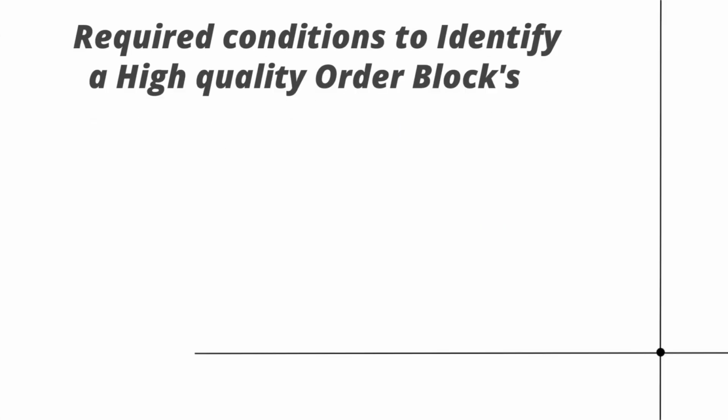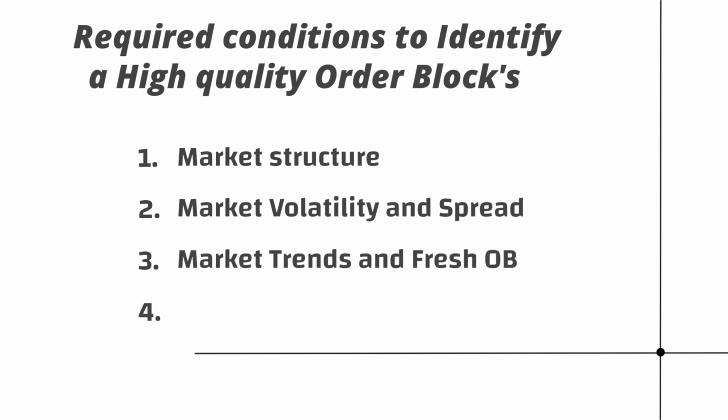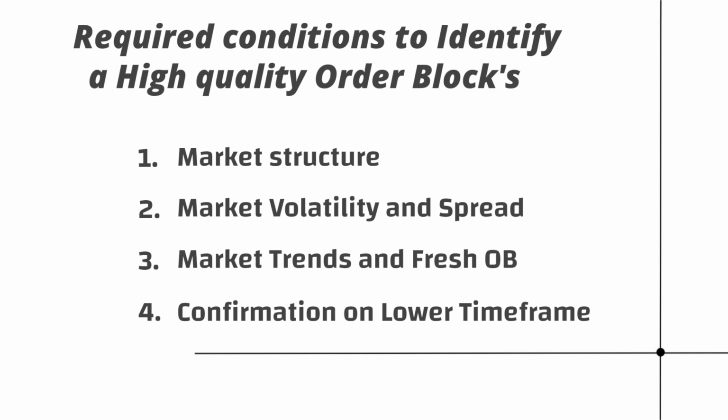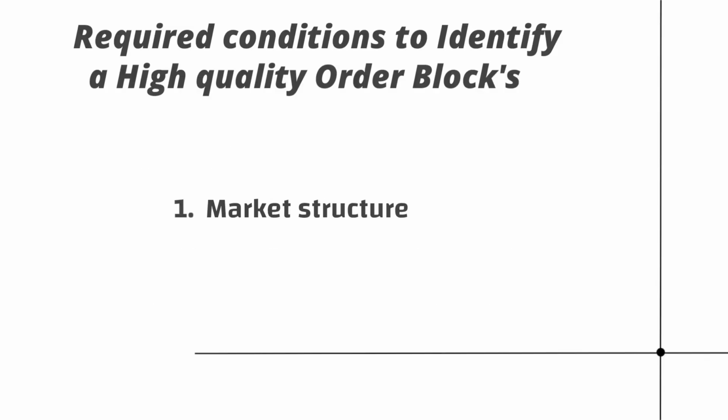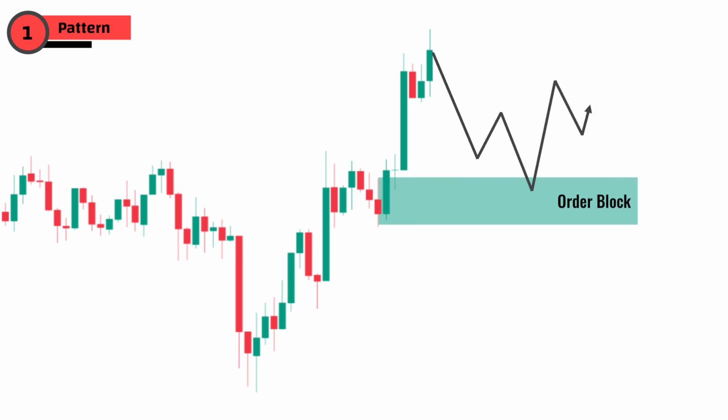The key elements to evaluate when trading order blocks can be grouped into 4 main areas: market structure, market volatility and spread, overall market trend, and the presence of fresh order blocks with lower timeframe confirmations. Starting with market structure, certain recurring patterns appear in price action on a daily basis. In the first scenario, a valid order block suggests a potential long setup.